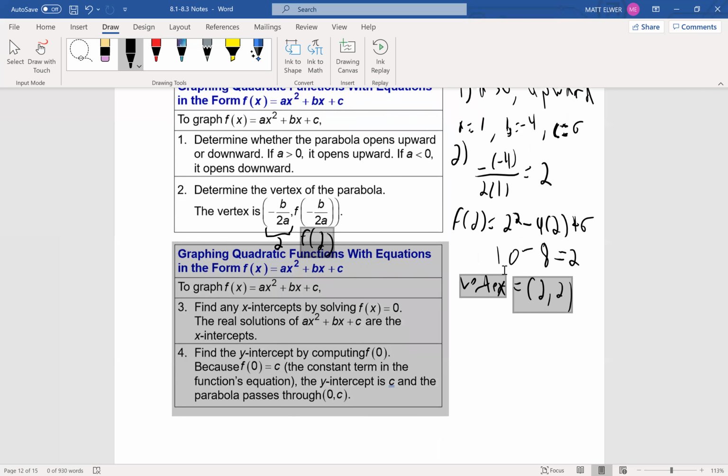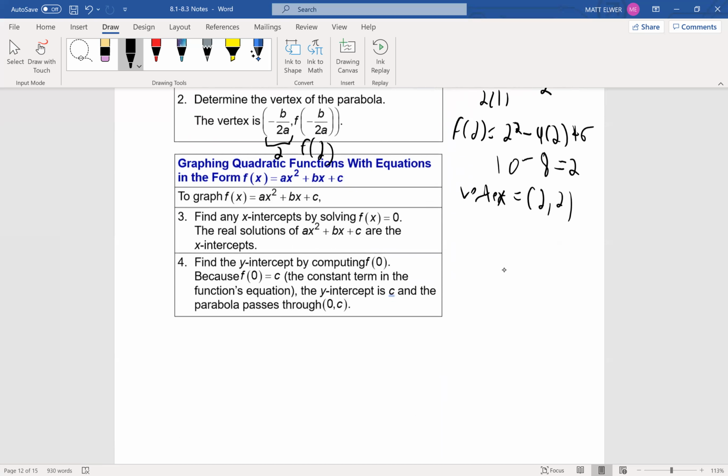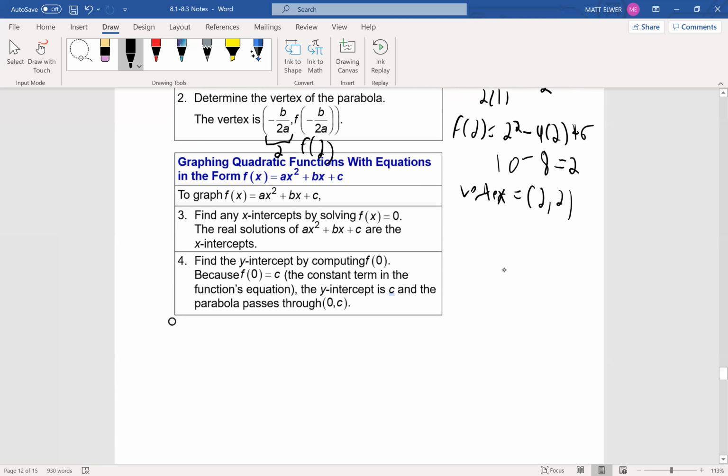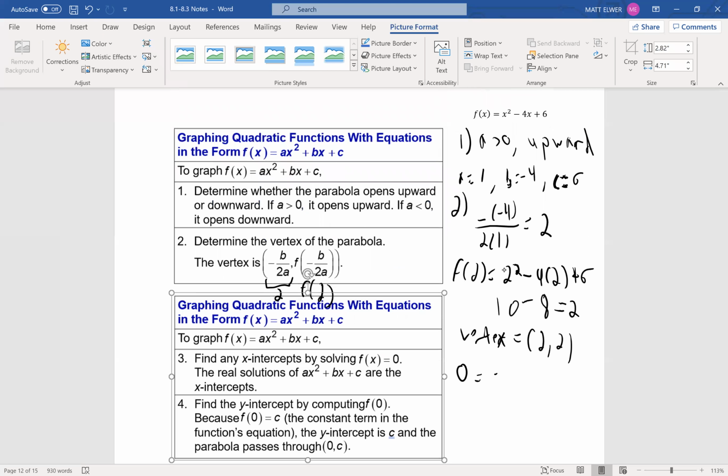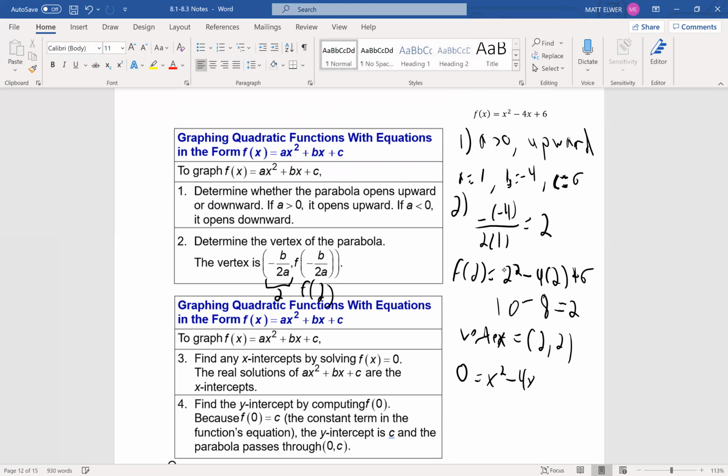So we can do number 3, which says to find the x-intercepts. The x-intercepts are where this is equal to 0. So 0 is equal to x squared minus 4x plus 6. We can quickly solve for that using the quadratic formula.